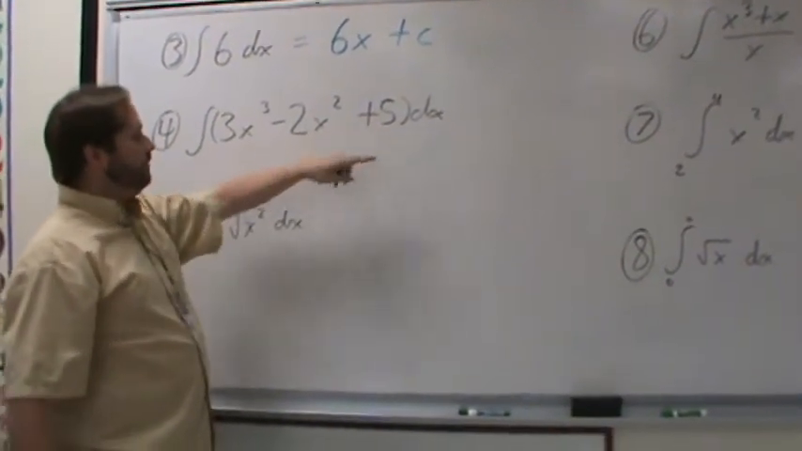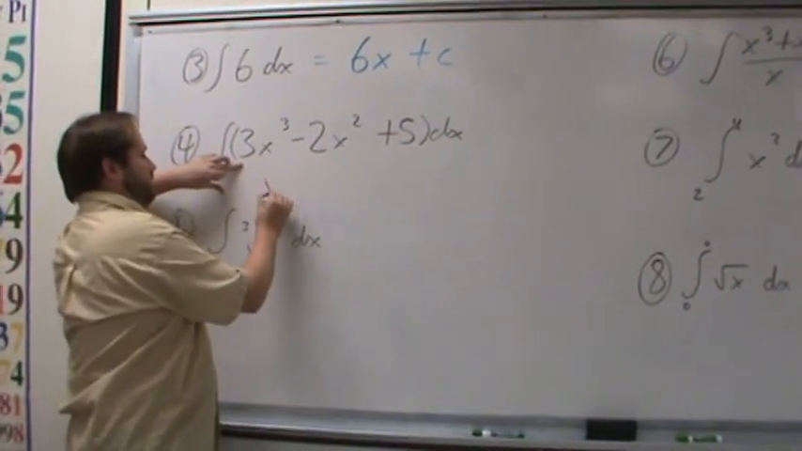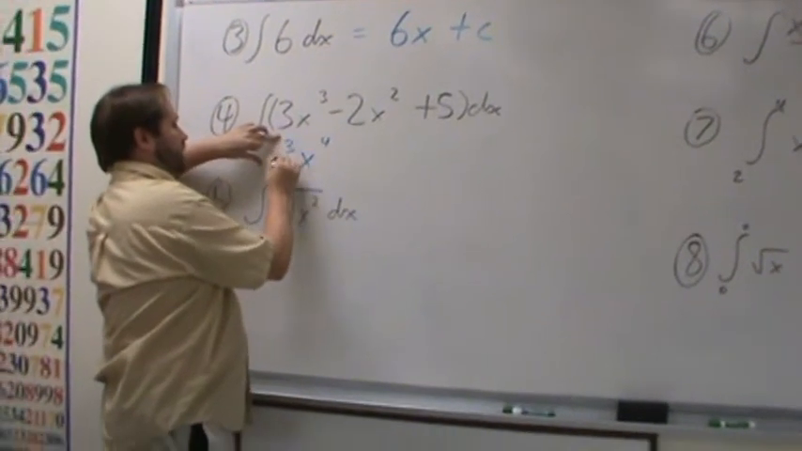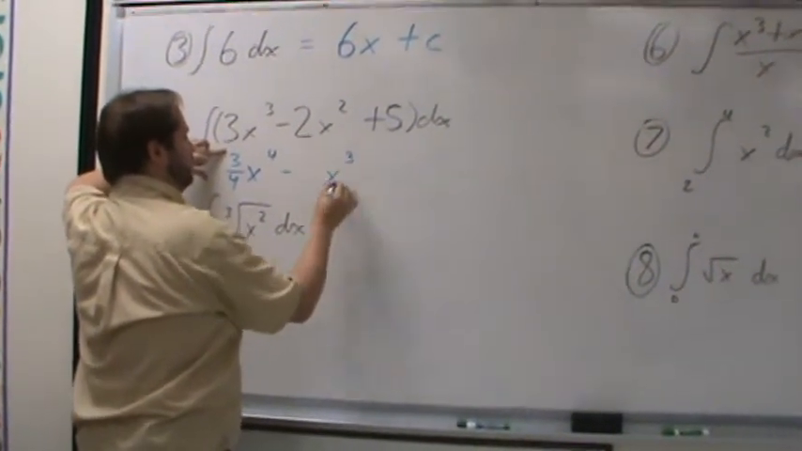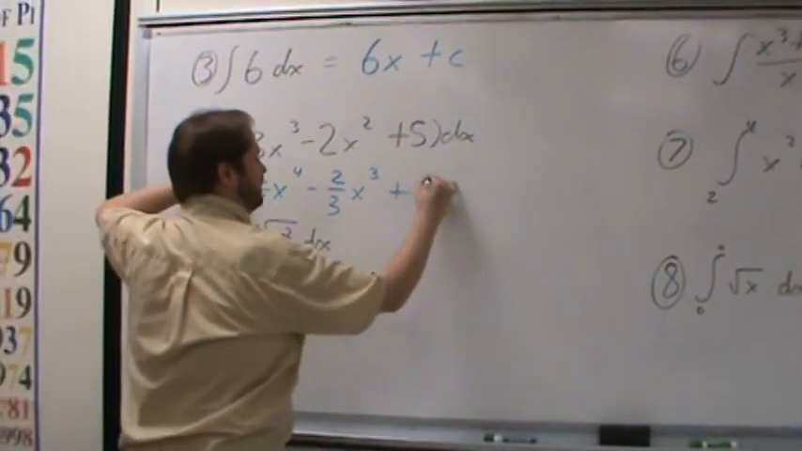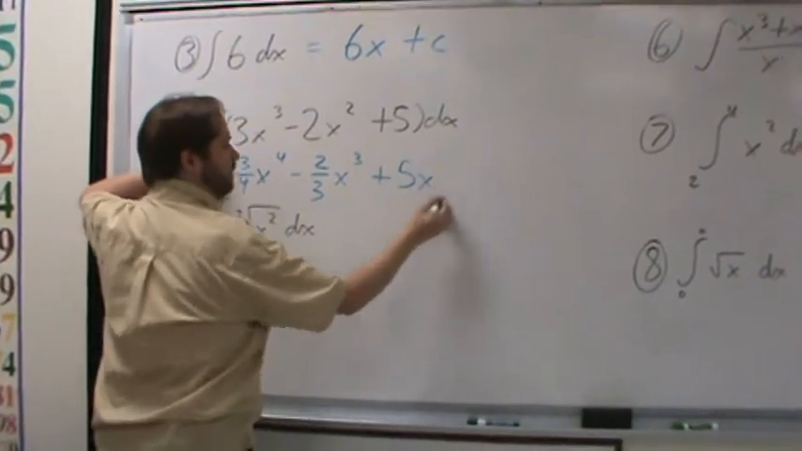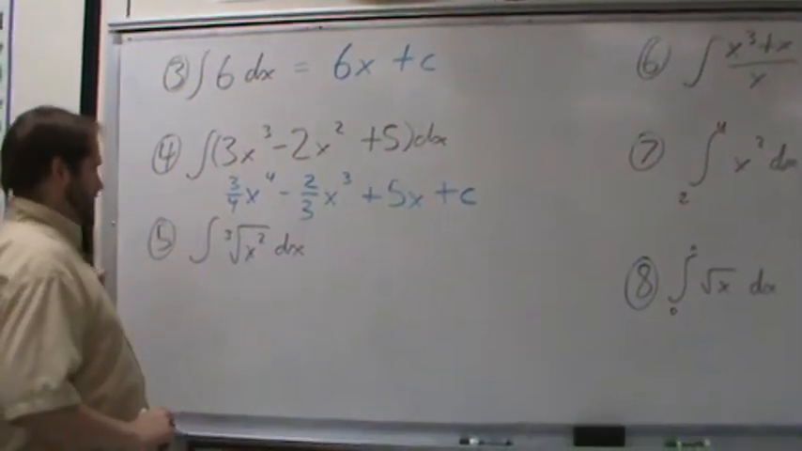Same thing in number 4. Integrate each part independent of one another. This x will go up to 4. We're going to have a 3/4 in front. Minus. This is going to be cubed. Have to have a 2/3 in the front. And 5x from the 5. Don't forget plus c. Don't trip either. Alright?